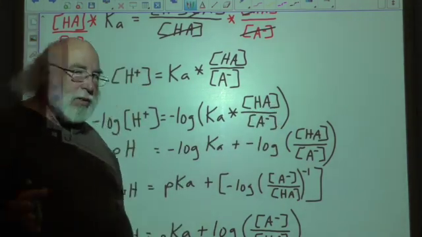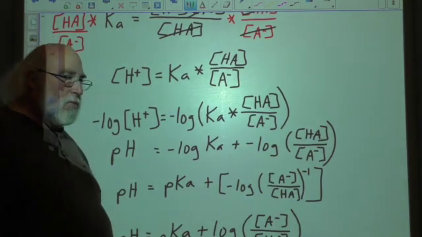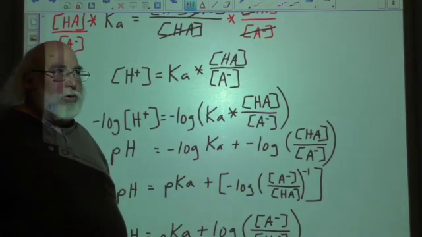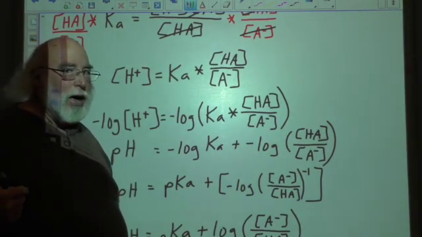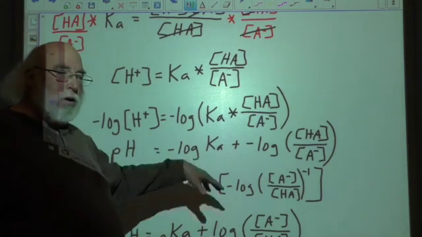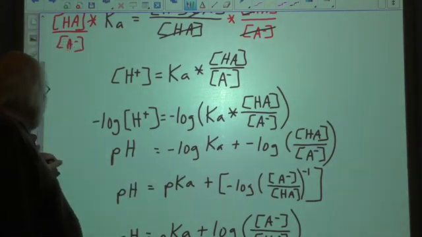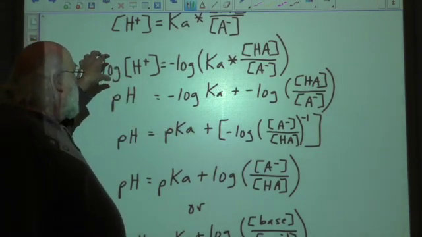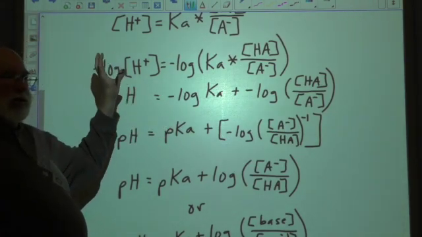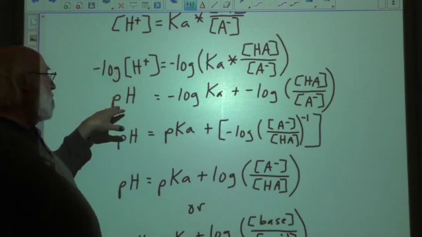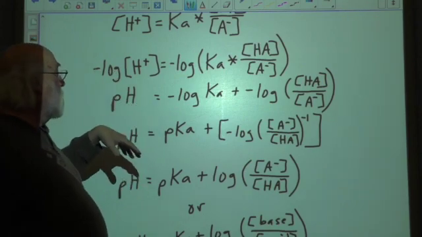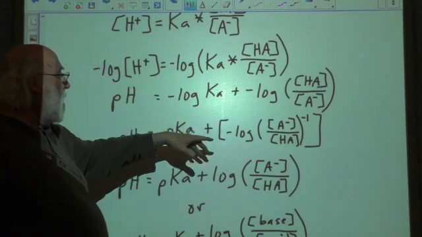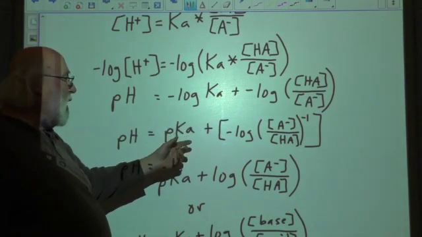I mean, you were taught that in algebra. You may not understand what log means, but if you use the word exponent in your head, you might be able to follow along where all this stuff is coming from. Now, again, negative log is a mathematical process that is described by the letter lowercase p. So if I have negative log of Ka, I can also call that pKa.